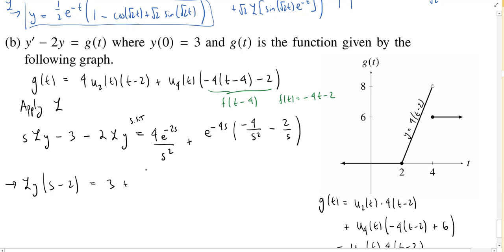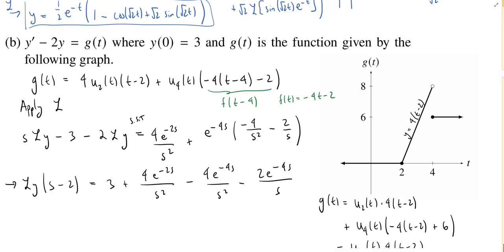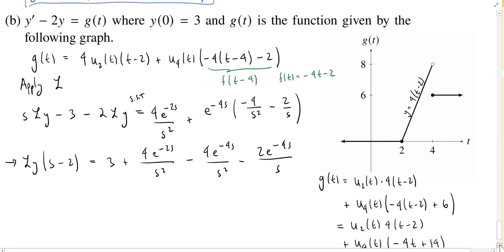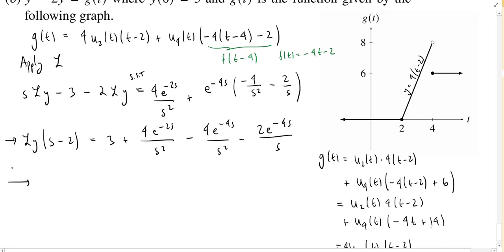So we have 4e to the negative 2s over s squared. And then, we could distribute this. So I have minus 4e to the negative 4s over s squared, and a minus 2e to the negative 4s over s. Again, we're trying to solve for L of y, so we can divide by s minus 2. We'll divide here by s minus 2, which is going to be okay to do. s is not going to equal 2.